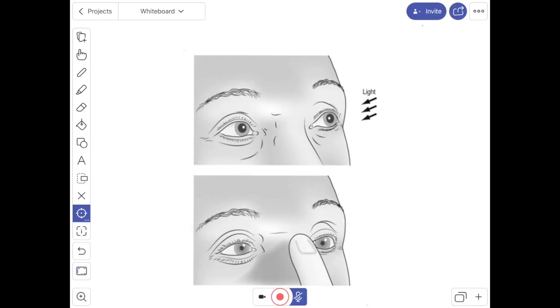Next we'll study about the Argyll Robertson pupil. The Argyll Robertson pupil is a clinical condition in which the light reflex is lost. Here you can see there is no constriction of the pupil when the light is focused on the pupil, but the accommodation reflex is retained. So here you can see for near vision there is a constriction of the pupil. So the accommodation reflex is intact. Generally it occurs because of a lesion in the vicinity of the pretectal nucleus.